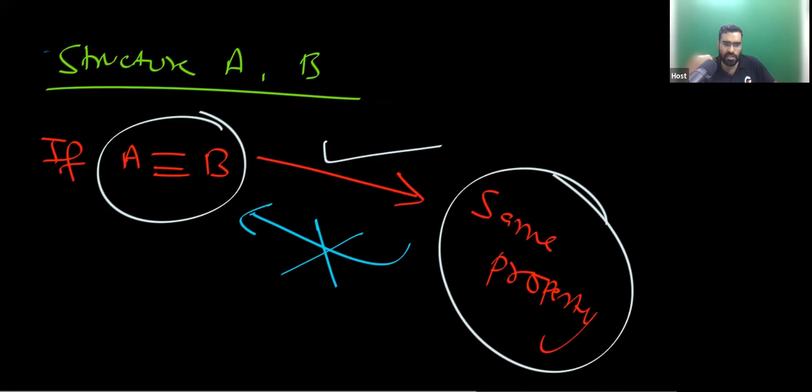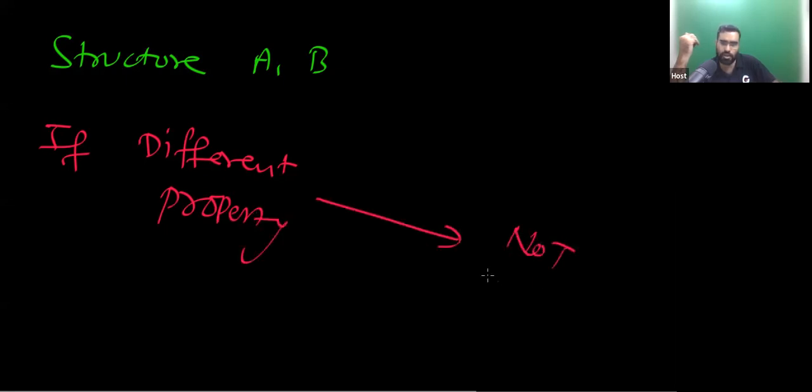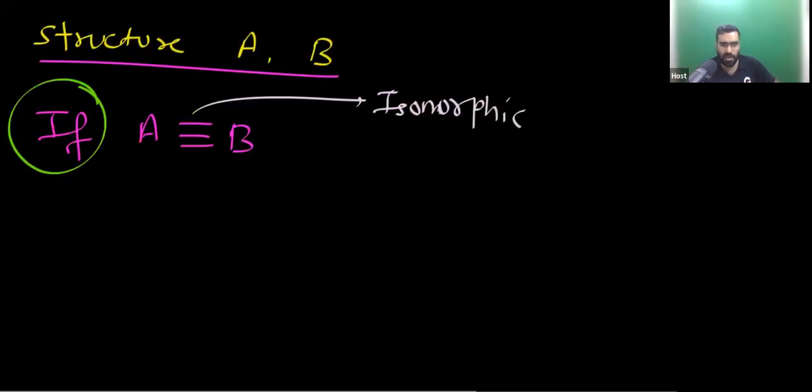But one interesting thing you can say. What is that? If different property, then what can you say? If you have structures A, B, and for some property they have different property, then definitely they are not isomorphic, right? If they have different property, then definitely they are not isomorphic. Very simple. Okay, let's move on now.